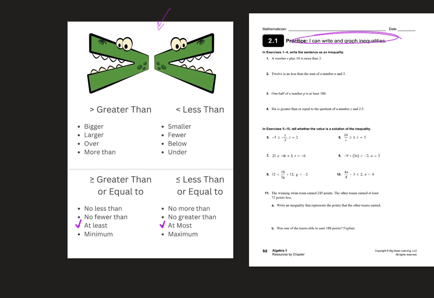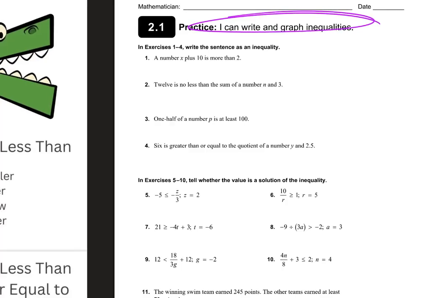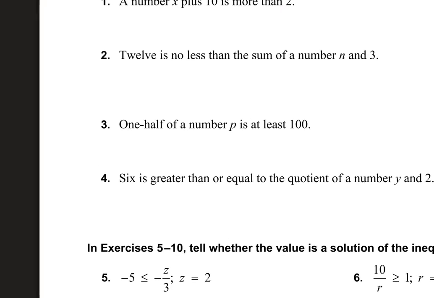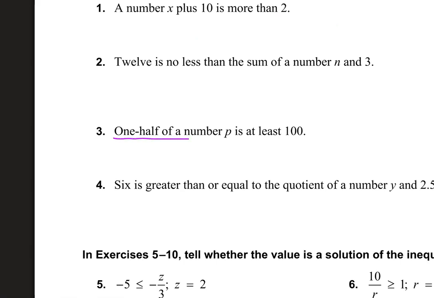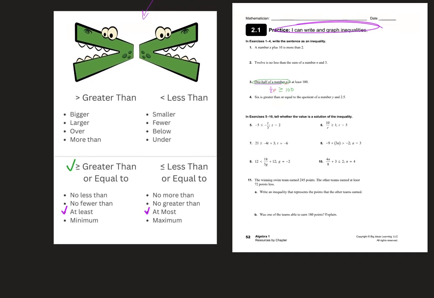And if you're like, wait, how does that make sense? If you see them, you might go, oh, yeah. In fact, here's number 3. One half of a number p, that's 1/2 p, is at least 100. That means this number has got to be greater than or equal to 100. So it could be 100, but it could be bigger. So let's check, "is at least": yep, I was right, greater than or equal to.